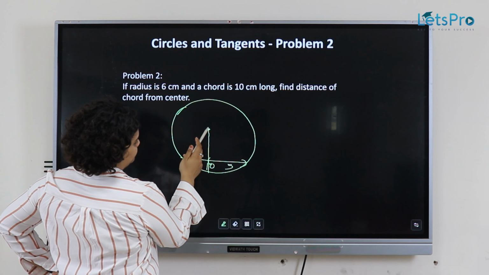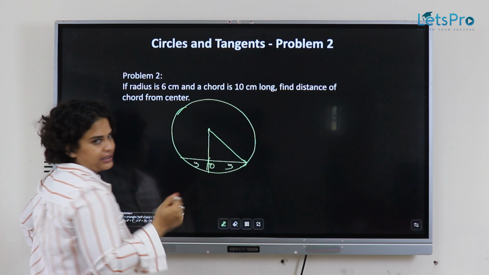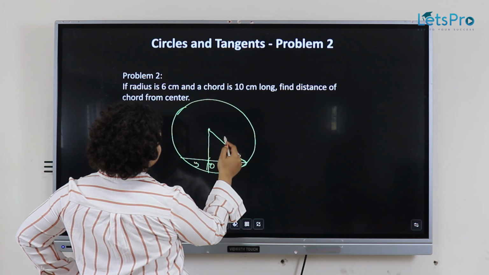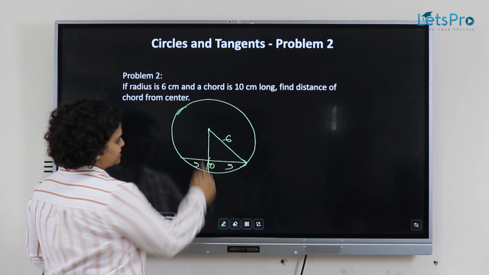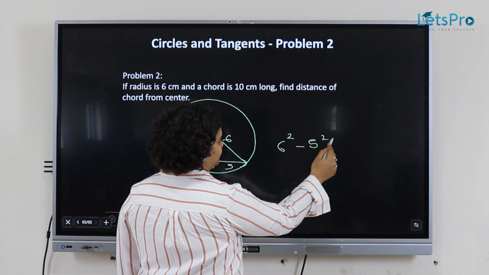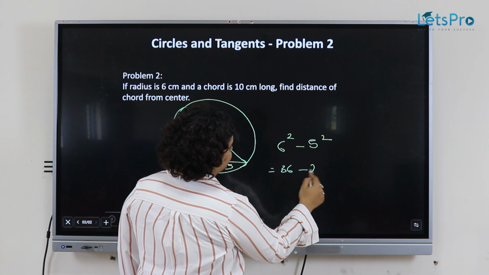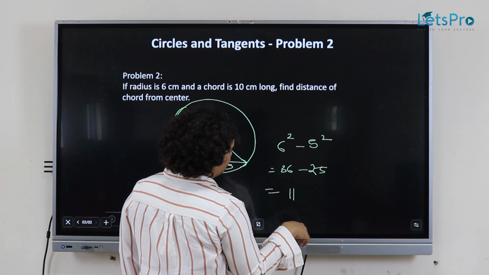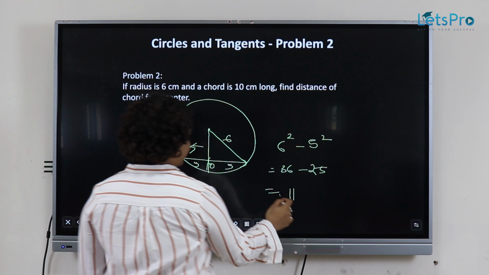And we know the radius is what? From here to here, I can consider it to be the radius. So the radius is how long? 6. That means I am supposed to be finding this. As simple as 6 square minus 5 square. So this will be 36 minus 25, which is equal to 11. So square root of 11.